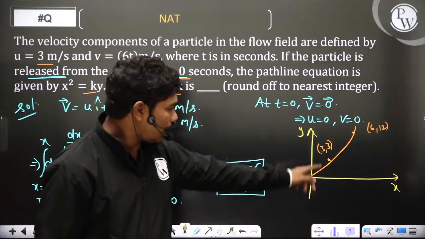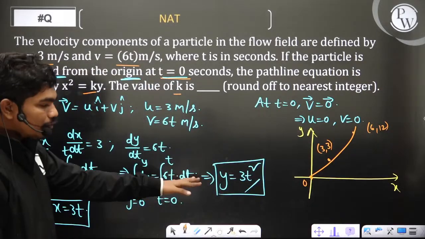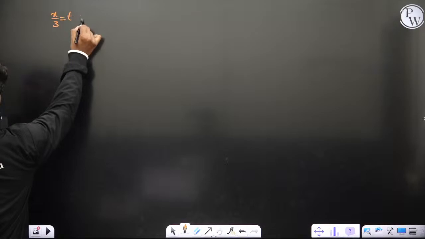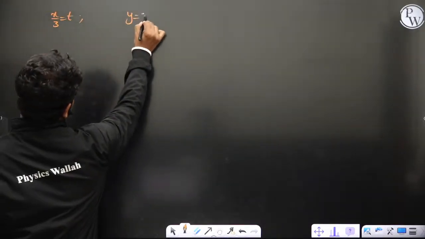Now the job is how to get this equation. The equation is given in terms of x and y, so we have to eliminate t from these two equations. If you want to eliminate, it's simple, x by 3 is equal to t from the first equation because x is equal to 3t. Now substitute here, y is equal to 3t square.